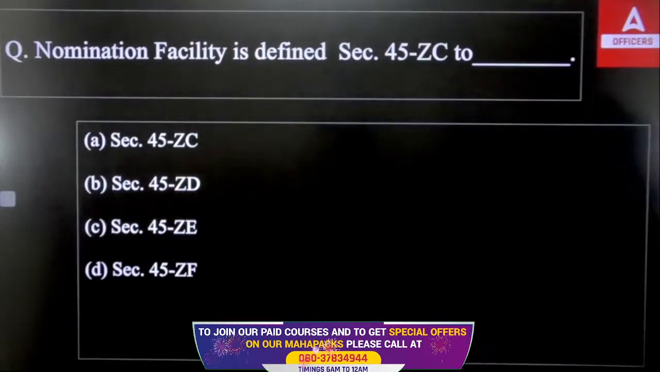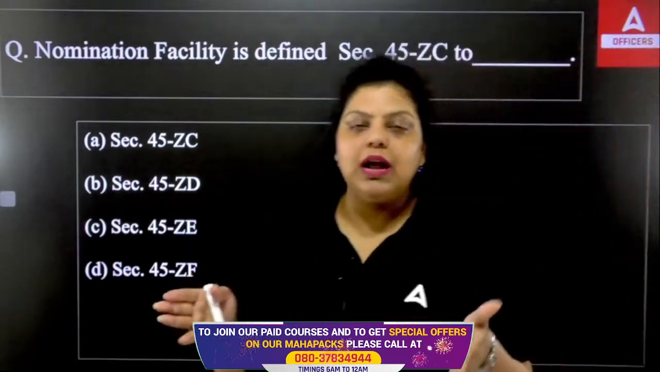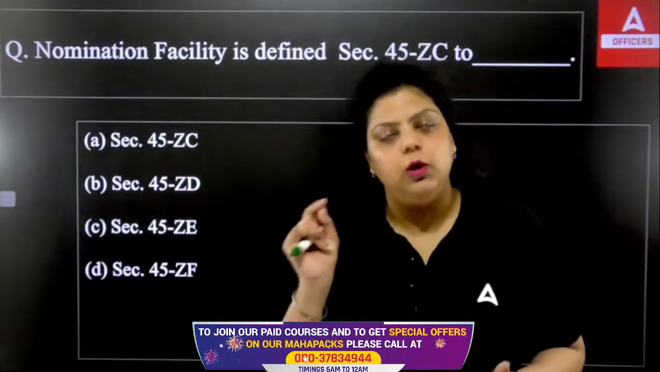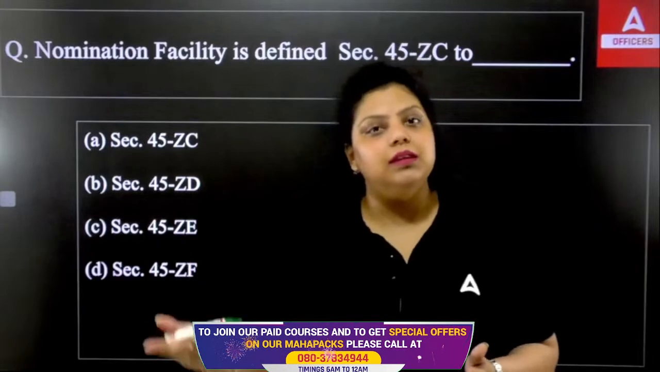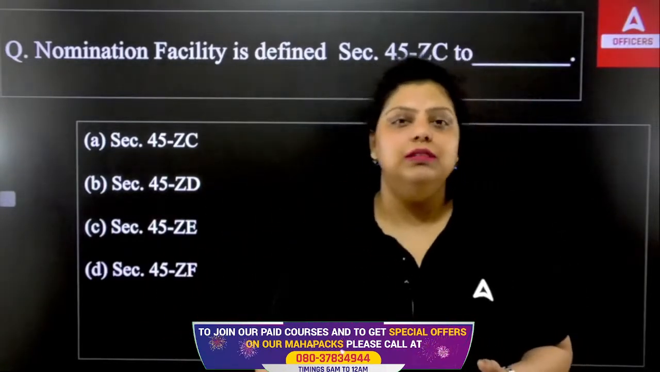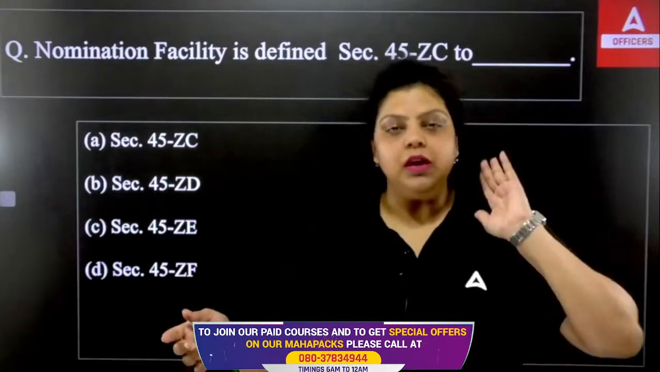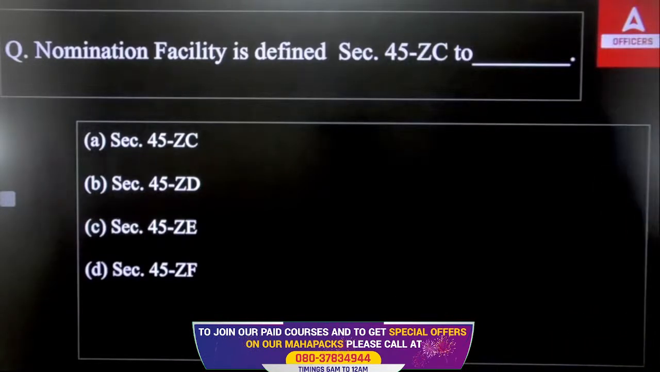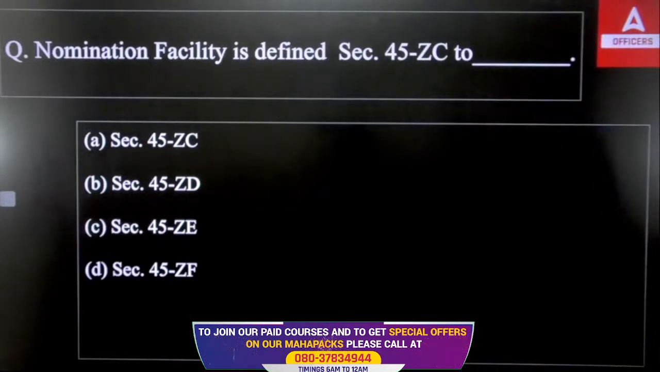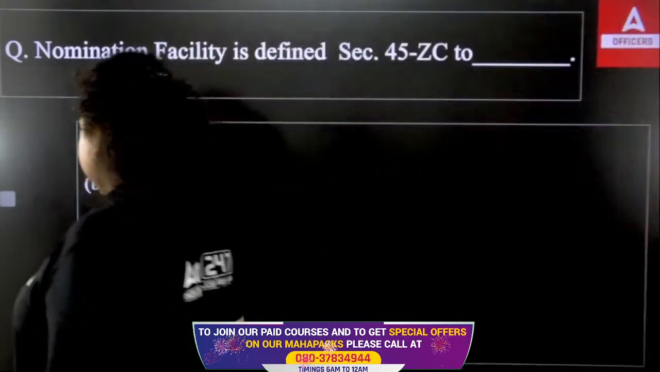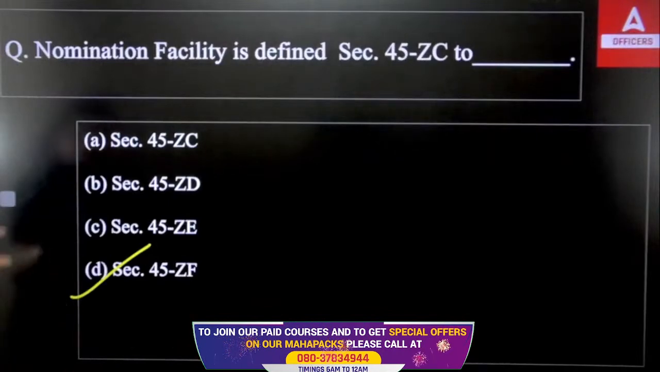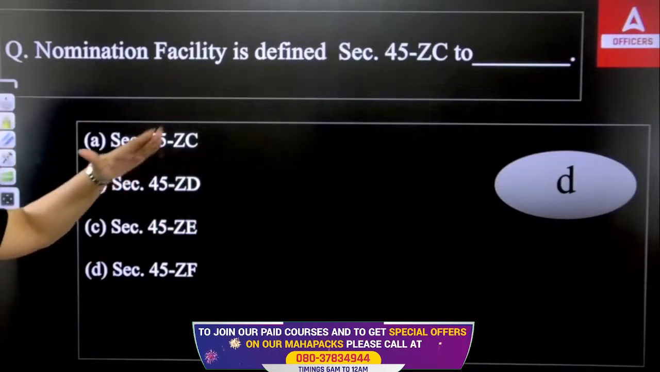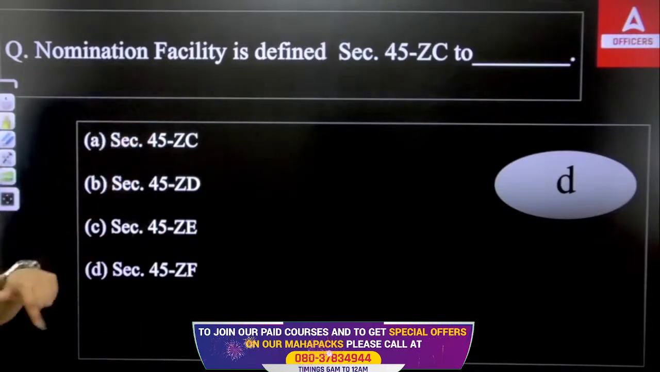Nomination conditions will be different in different situations. If you have a joint account, the condition will be different. If you have a single account, the condition will also be different. In case of either or survivor, anyone or survivor, or former or survivor, in each situation the nomination facility will be different. The question is asking in which particular section it is defined. It is defined from Section 45ZC to Section 45ZF, because there are so many conditions to make a person a nominee in different types of accounts.